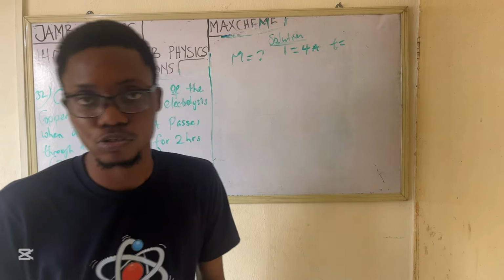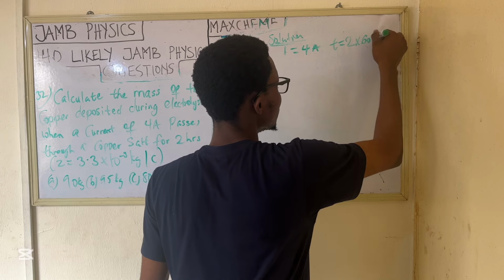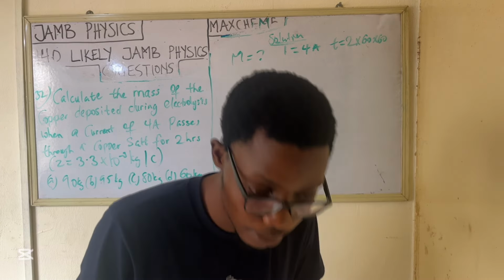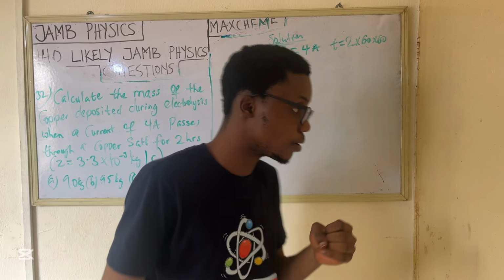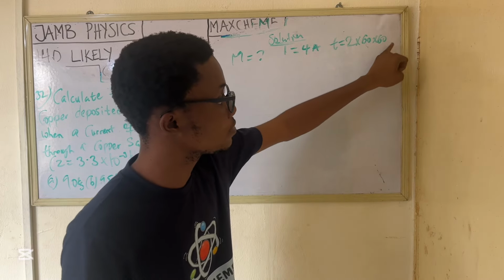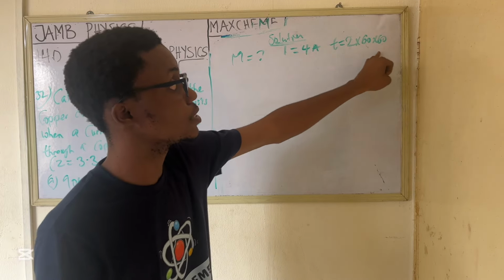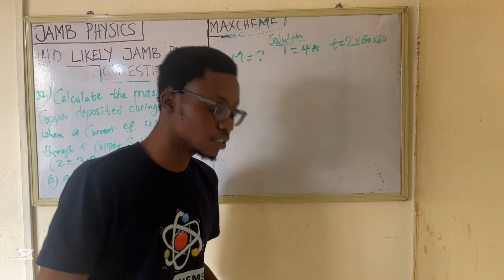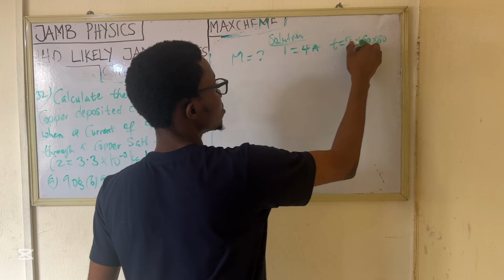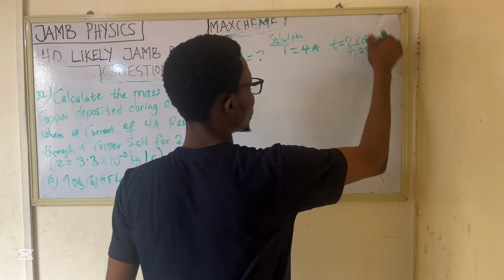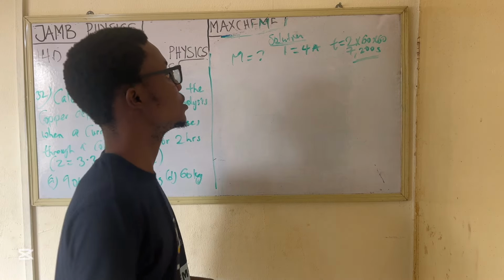Now convert to seconds: that's 2 times 60 times 60. Why am I using times 60 times 60? Because 60 seconds make 1 minute and 60 minutes make 1 hour. So for 2 hours, that will be 2 times 60 times 60. 2 times 60 is 120, and 120 times 60 will give us 7,200 seconds. So the time is 7,200 seconds.